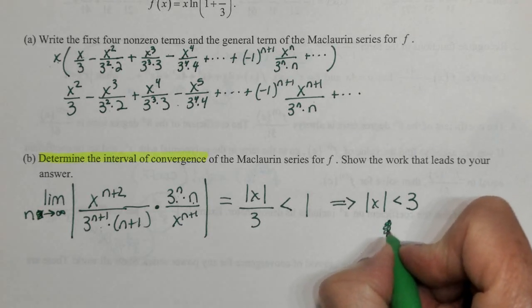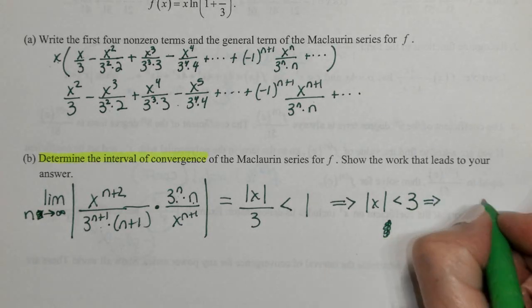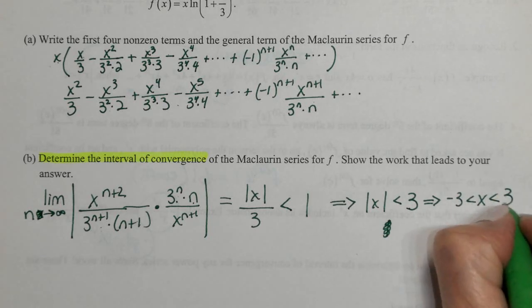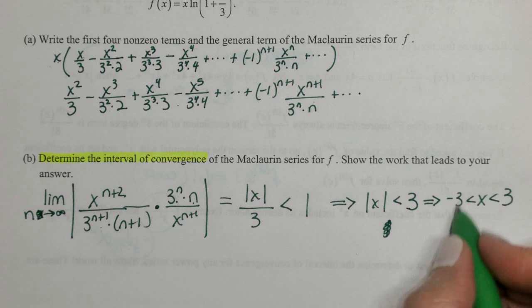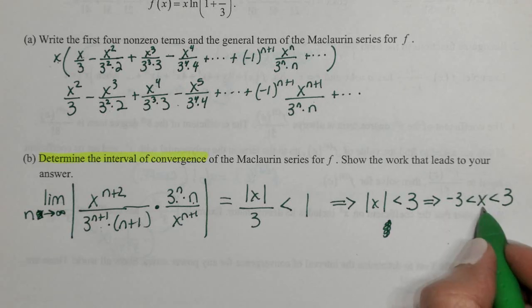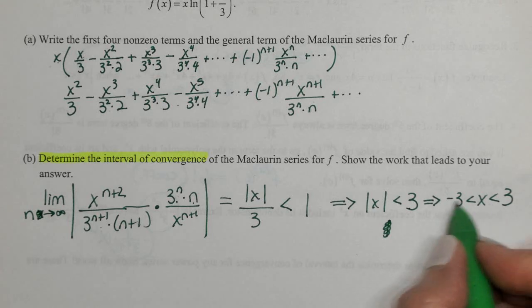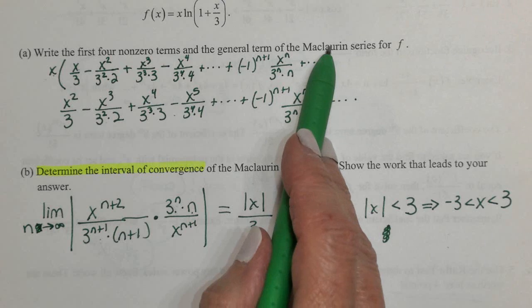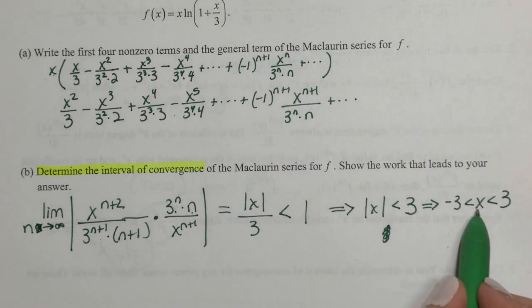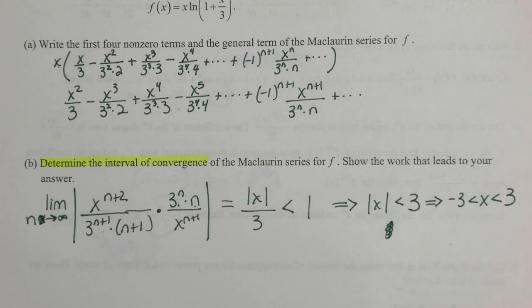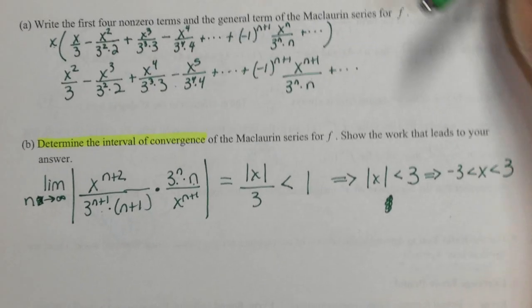So, x is between -3 and 3. Here is the interior of our interval of convergence. We're centered at 0. Yeah? It's a Maclaurin. We're centered at 0. -3 to 3 is the interior of our interval of convergence. Now we need to check the boundaries.